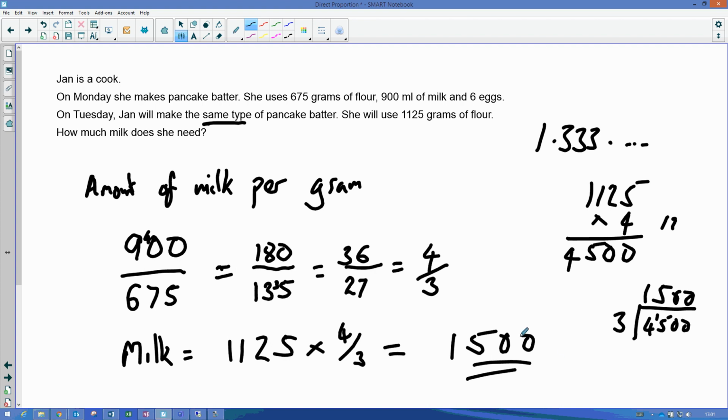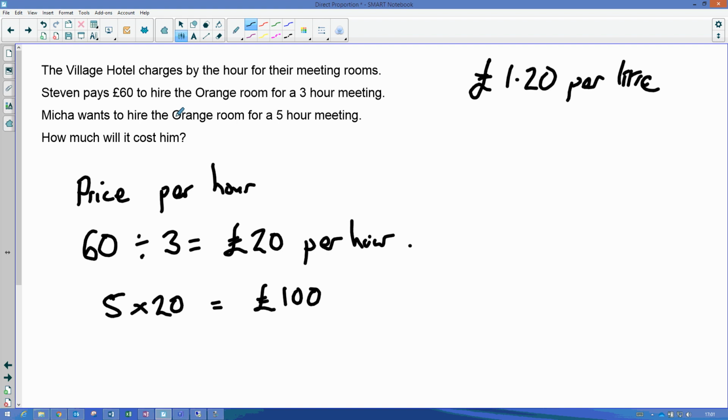So direct proportion is actually mostly common sense. Don't get scared by this fancy maths language of direct proportion. You probably won't see it in the exam anyway. Just work out the rate for one. How much milk per gram? Or in the previous example, how much money per hour? I hope that's helped clarify what you're doing with direct proportion a bit. I'll leave it there for now.